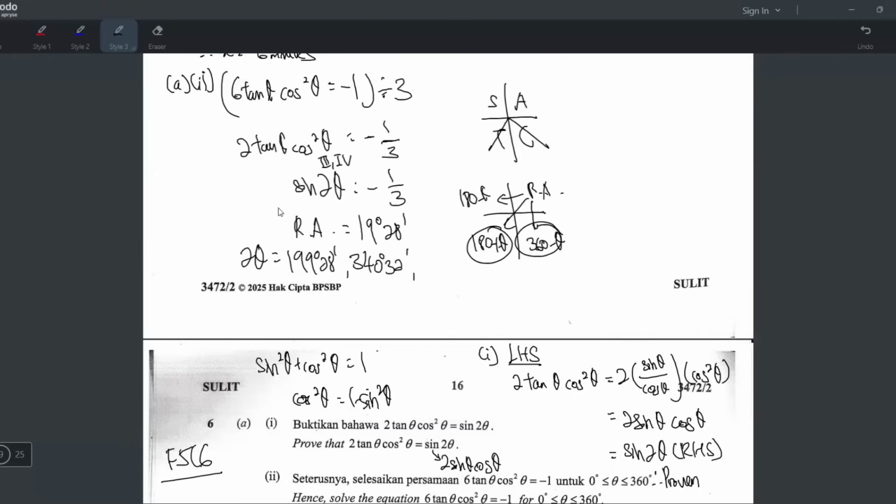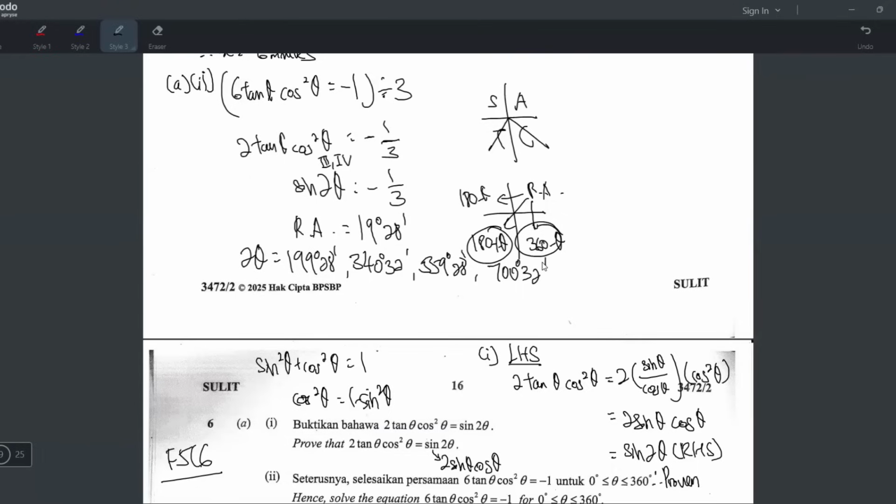But if it's 2 theta, that means you have to take all your answers plus 360 one time. I repeat, if it's 2 theta, there are only 2 answers, but you have to take all your answers plus 360 once. So you take this one plus 360, and you will get 559 degrees 28 minutes. And then this one plus 360 will be 700 degrees 32 minutes.